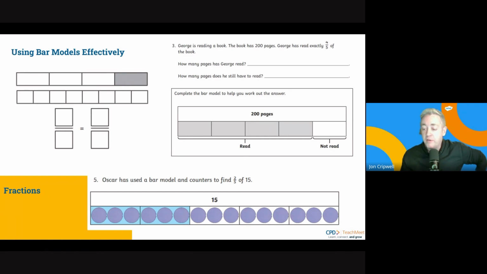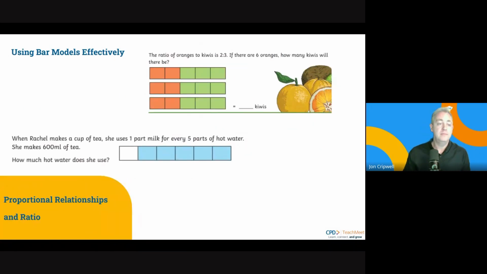Just another example of a different problem down here. Oscar using a bar model and counters to find 2/5 of 15. Again, just a nice way of finding 2/5 by splitting our 15 up into 5 equal parts. And we can do that practically. We can draw it then pictorially, and then we can make the link to what the procedure was to actually do that in an abstract way as well. Bars are fundamentally king, I would say, of representations when it comes to exposing proportion and ratio.